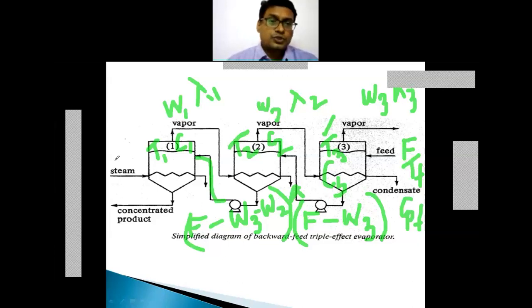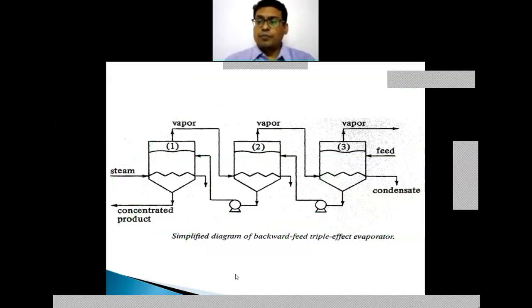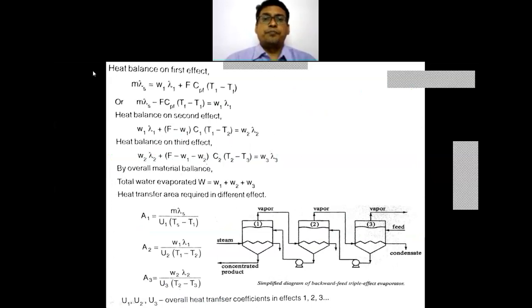Now what happens to the steam? Steam has the mass flow rate m, and lambda is the latent heat of the steam at that corresponding pressure, with temperature Ts. So this is the configuration of the system, and one by one we'll take a balance, the heat balance on the first effect. In the first effect it is the fresh steam that is coming in, so m lambda s.